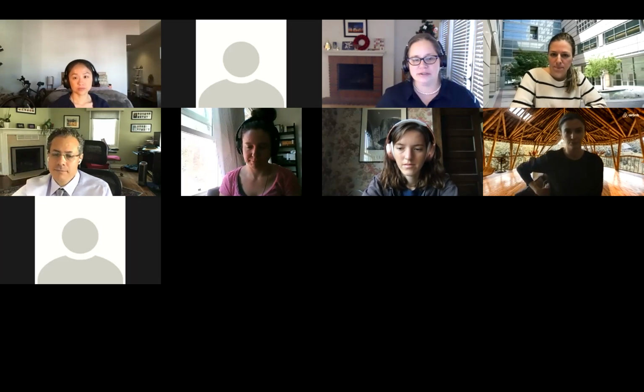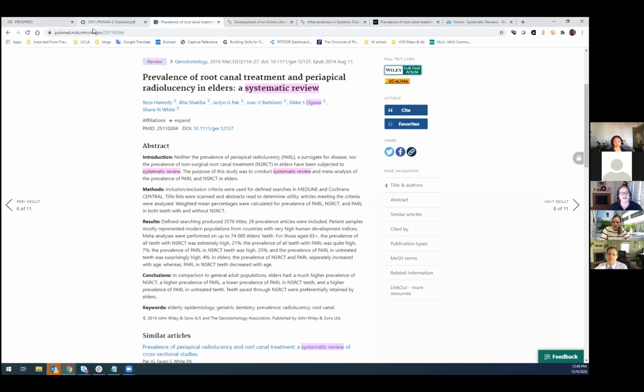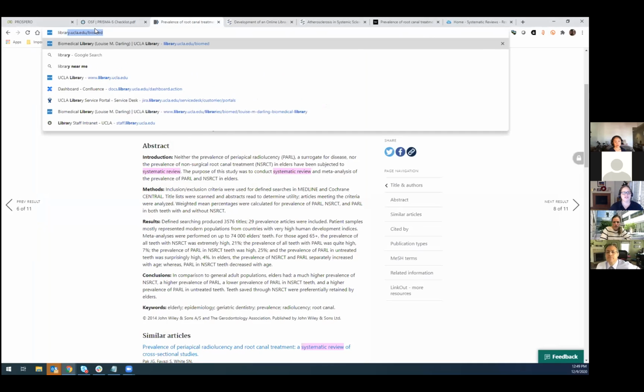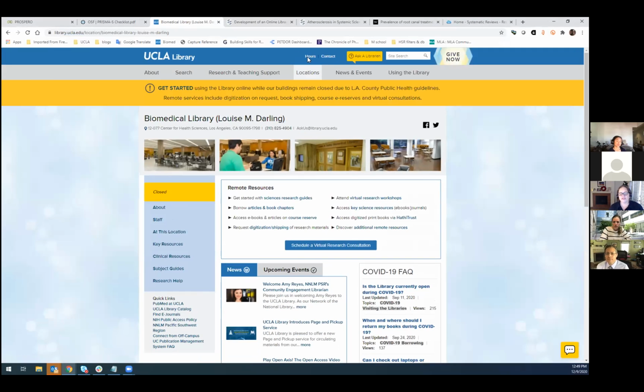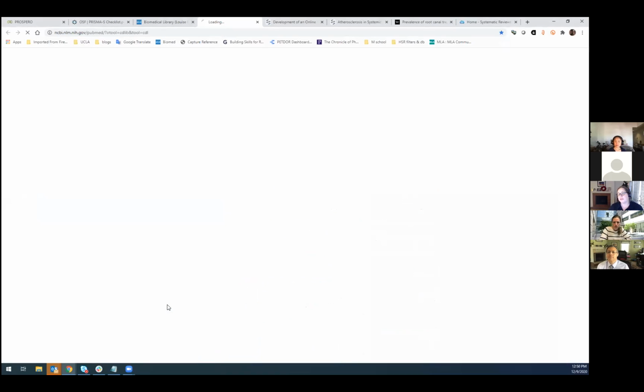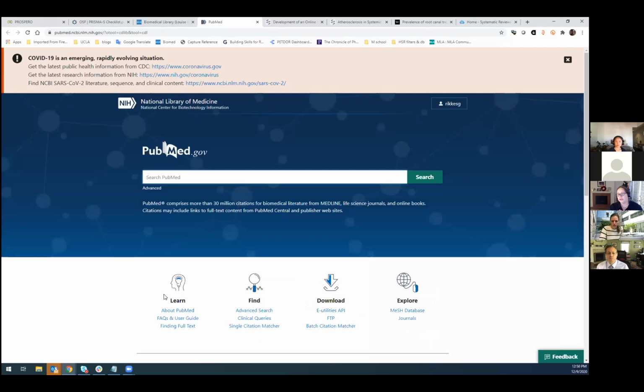So let me do a screen share again, and I will show you an example of what it looks like in PubMed. I'm going to start from the library homepage. You always want to start from the library homepage when you're doing searching. We have a link to PubMed at UCLA. You can also get this through the MedNet. It's the same link that's available through MedNet to PubMed.